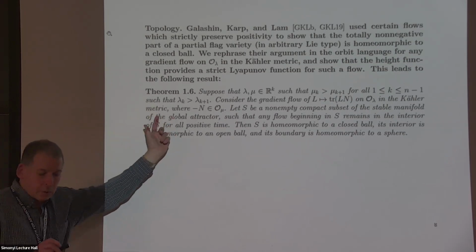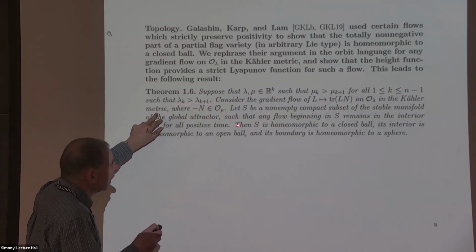So now I want to relate it to the work of Galashin, Karp, and Lam on total positivity. So what did they show? They showed that there are certain flows which strictly preserve total positivity, and they can show that the partial flag variety is homeomorphic to a closed ball. And that's essentially what we want to do here.